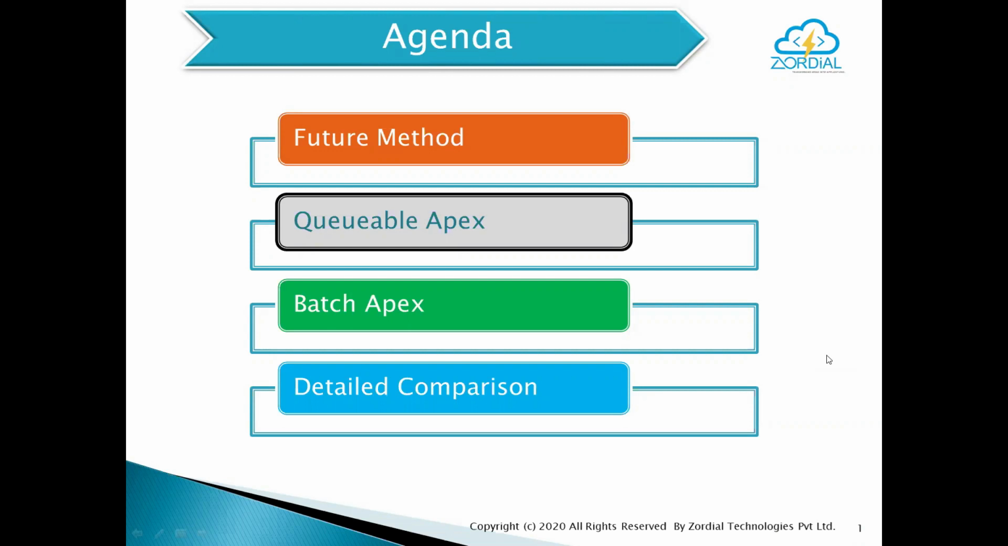So today we are going to discuss different asynchronous methods like future method, queueable apex, batch apex, and then we will discuss the detailed comparison among all of these. So let's start with future method.